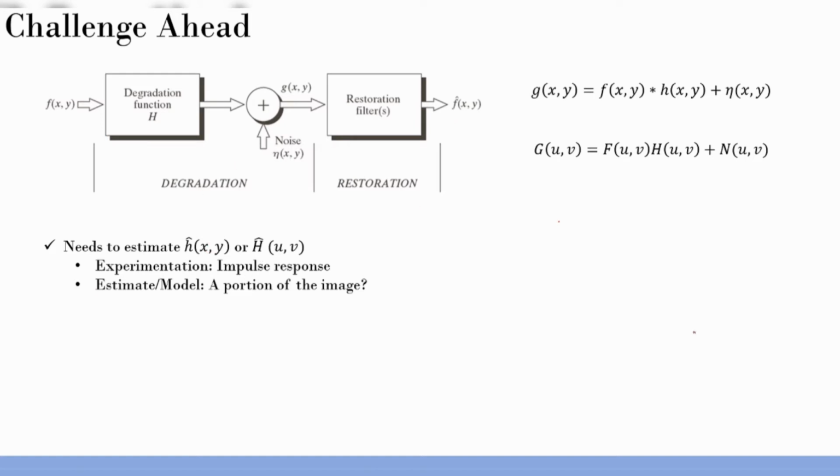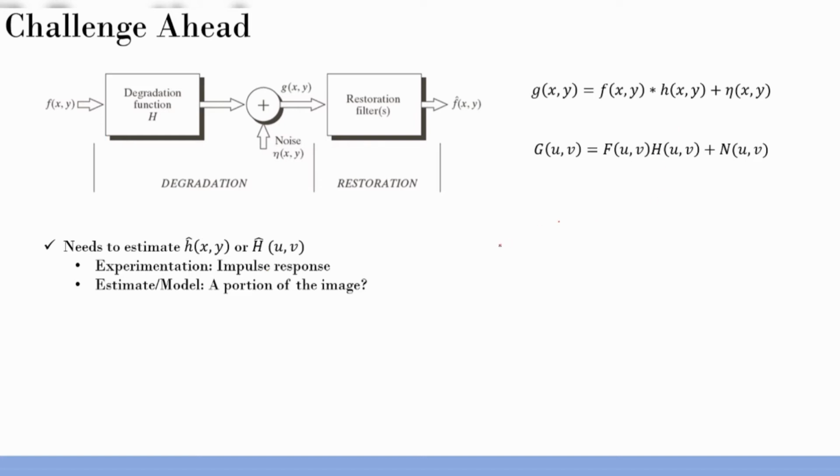So how shall I go about it? Let's discuss some specific examples where we are able to recover that h of uv, the corrupting or degrading function. One way to go about experimentation, which a lot of people do, and if you work in industry you may have to do this many times, is to get the impulse response. For example, if your camera has a blurring effect, you have to find the transfer function for that blurring effect. So try to find the impulse response of your sensing system, the camera sensor.